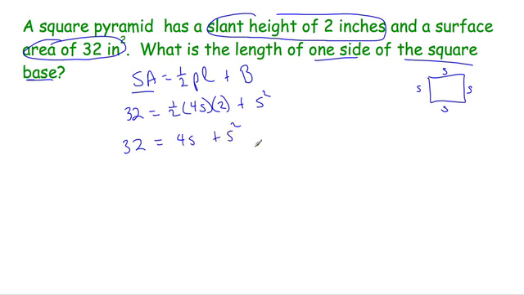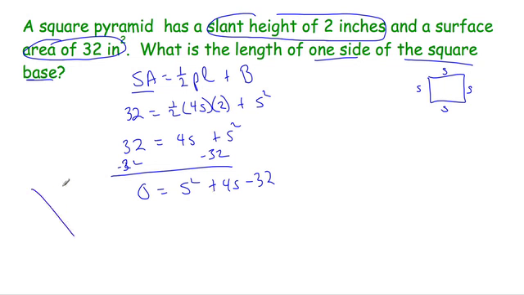All right, now we got a quadratic, so we have to solve it. Get everything on the same side as the squared. So I'm going to subtract 32 from both sides and put it into standard form. So 0 equals s squared plus 4s minus 32.